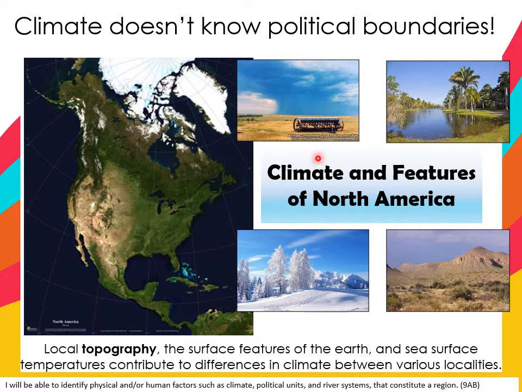So this is local topography. This would be the grasslands. These would be subtropical or tropical features. This would be Arctic features, or these would be features such as tundra, permafrost in the Arctic, and these would be desert features.